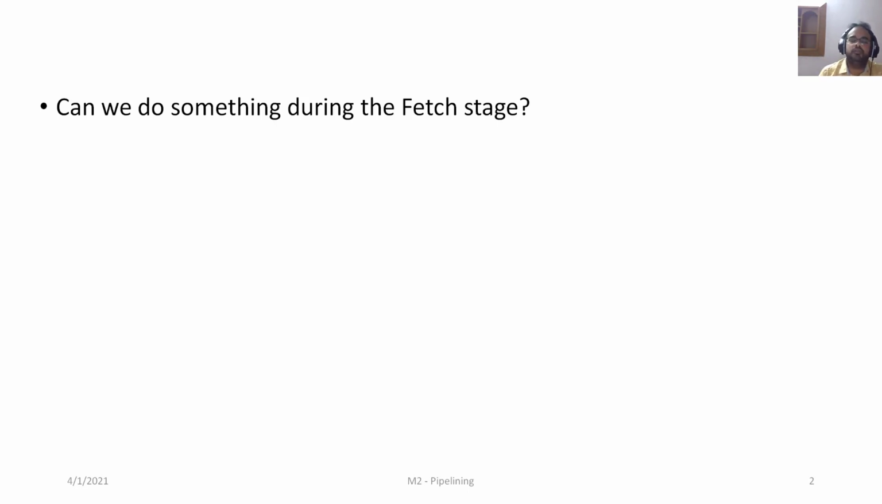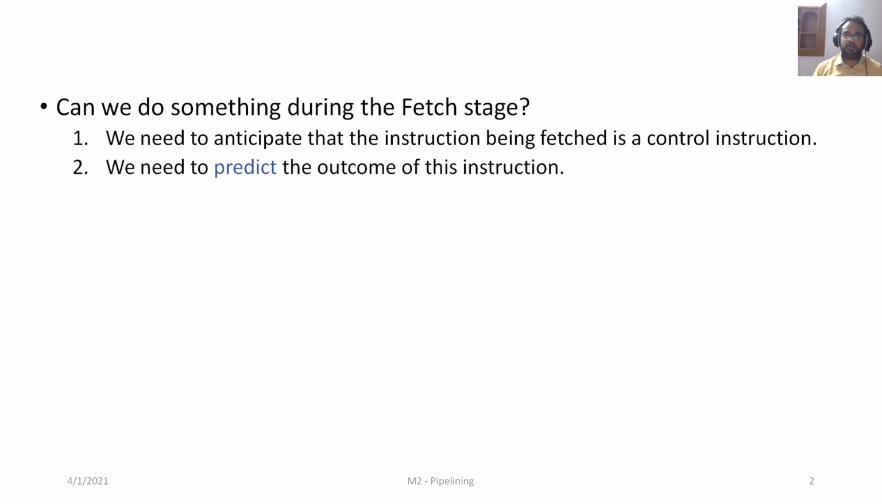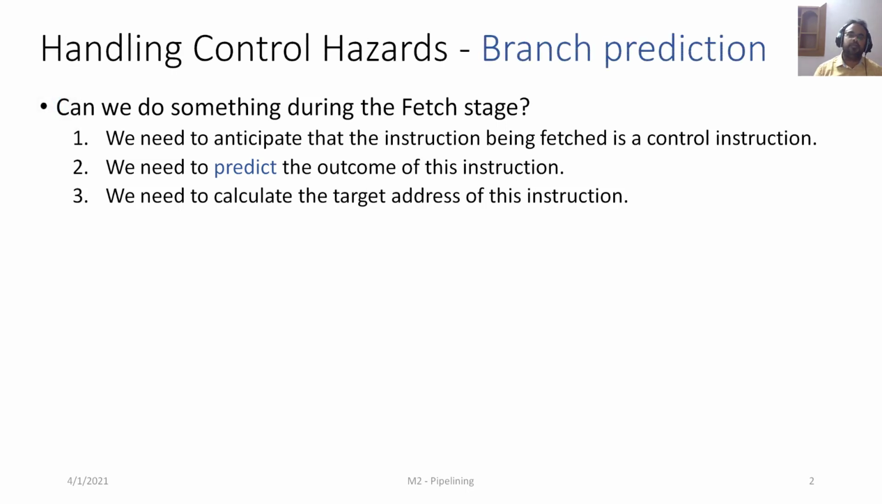We don't know whether it would be a control instruction or not, and that is the first question. The second question is, if it is a control instruction, whether it will be taken or not taken. We don't know the outcome of the control instruction. And the third question is, if it is taken, where is its target address, right? All these things, if we are able to answer together, that is the optimization that we are going to discuss now, which is called branch prediction.